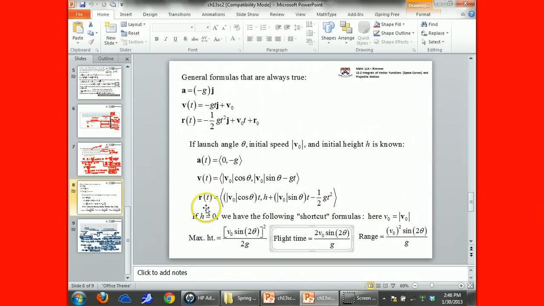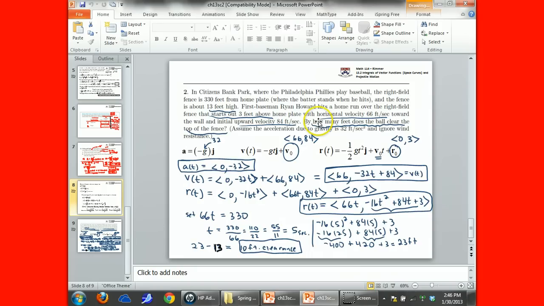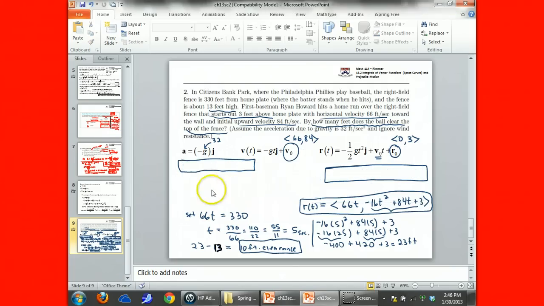So here is like a summary sheet. Here are general formulas. And if h is 0, go ahead and use those physics formulas. This is a summary sheet. I don't know if you have this even in your skeleton slides. Sorry. And here's a question that doesn't have any of this.